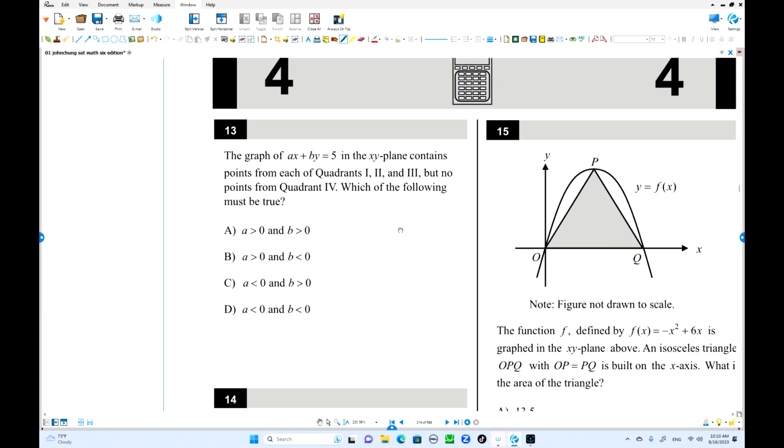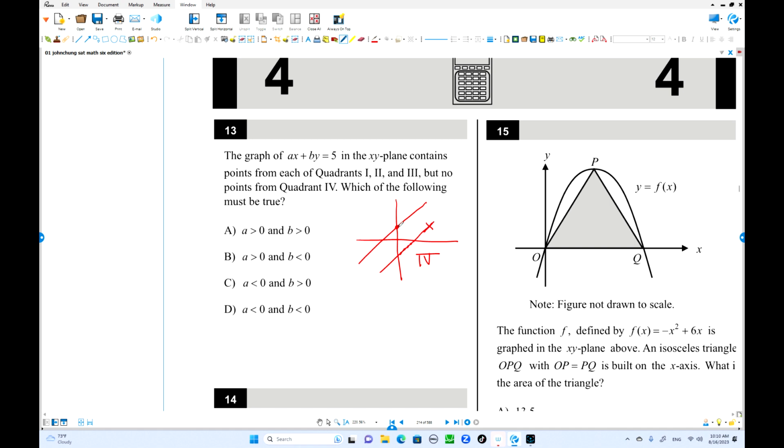All right, this is number 13. We have a graph of the line ax plus by equals 5. And this graph will pass through only quadrants 1, 2, 3, okay? No point in quadrant 4. This is quadrant 4 here. The graph will pass this way. It can be this way. This is wrong, right? Because we have a point in quadrant 4 there.